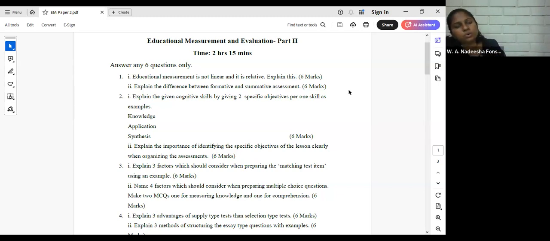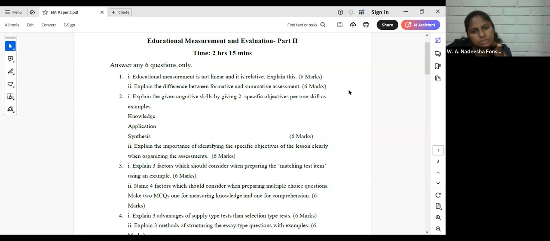That is why we have to go for specification tables in order to reduce those errors. That is also relative. Relative means we measure the skills of the student relative to the given test. So like that, you have to explain it.